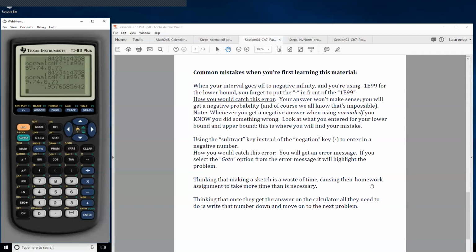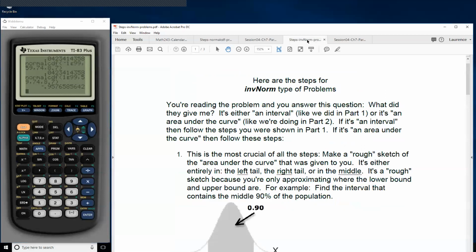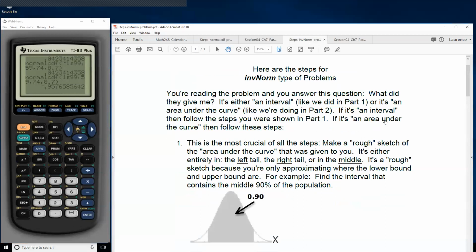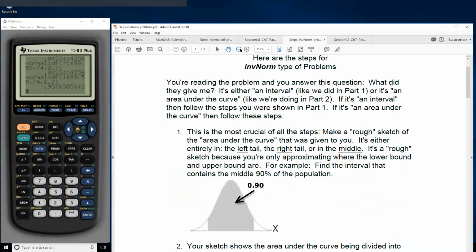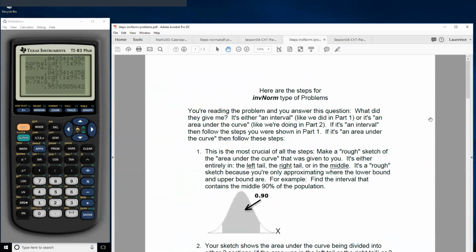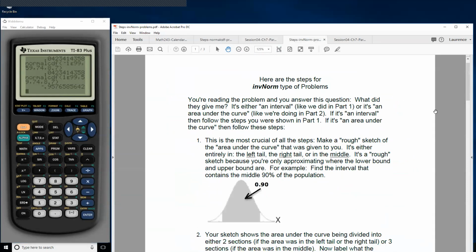Now, with that being the case, we're going to go backwards, where they're going to give us the area under the curve, and we're going to find the interval. Now, here's the steps for those. I'll make this a little bit smaller. And this document lets you know. Now, the steps are quite different when you're given an area under the curve instead of an interval.